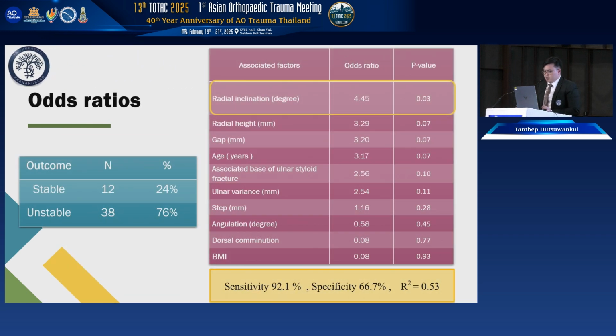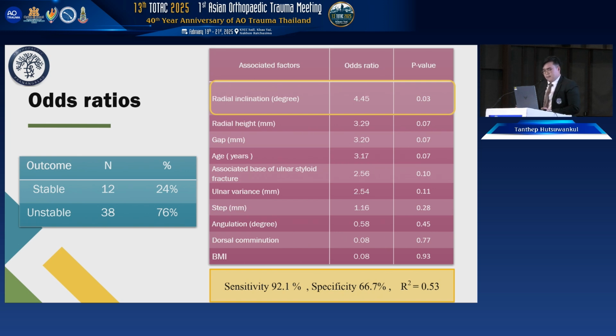And the outcome: among the unstable patients, we see that 76% of patients failed conservative treatment, and the outcome shows the odds ratio and p-value of each factor. We found that the initial radial inclination had a significant and the highest predictive value across all the various factors that we collected. It had a sensitivity of about 92.1% and a specificity of 66.7%, with an R squared of 0.53, respectively showing decent accuracy.